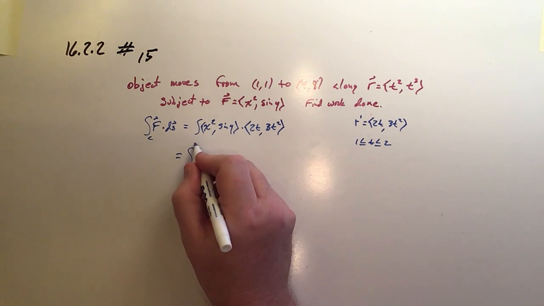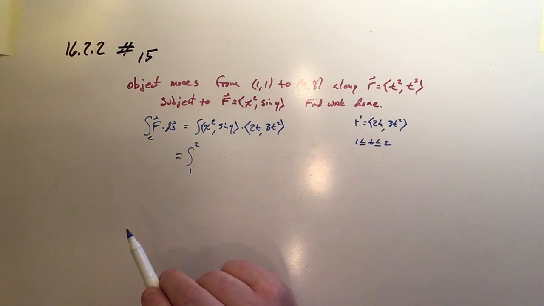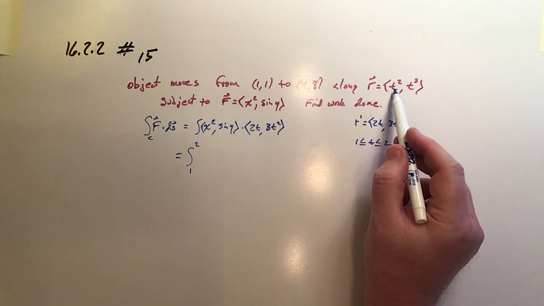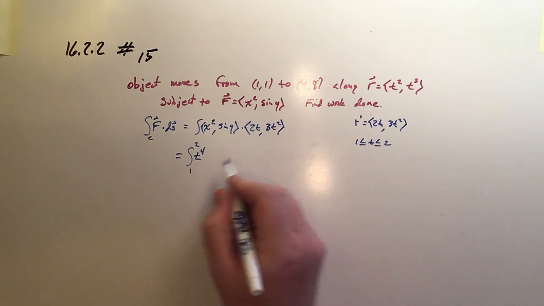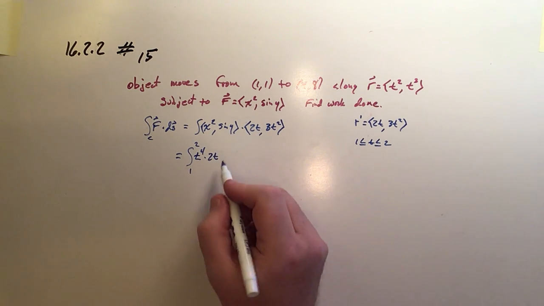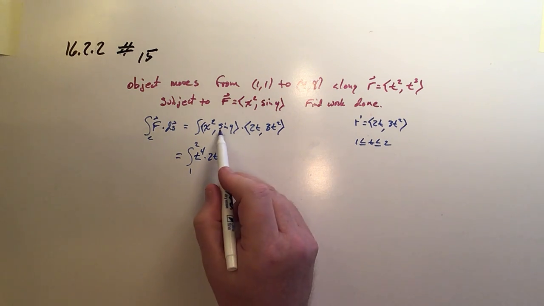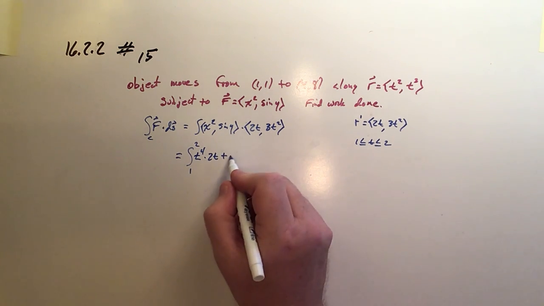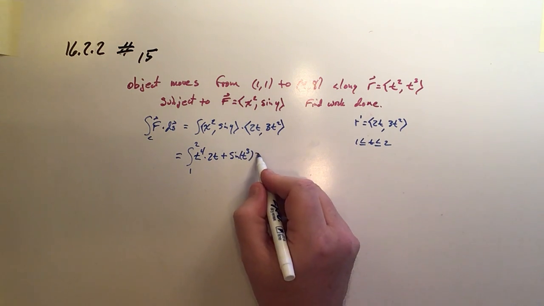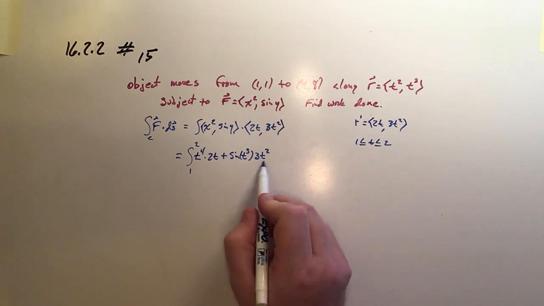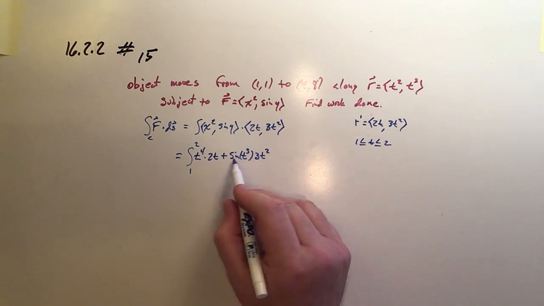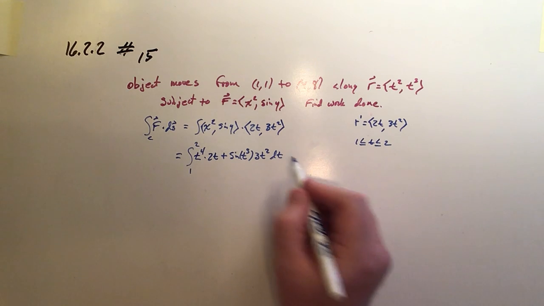So from 1 to 2, and then let's rewrite this and do the dot product at the same time. So x squared is really going to be t to the 4th, and then that's times 2t. So there's the dot product of the front half, all in terms of t. And then we'll add on to that, sine y is going to be sine of t cubed, and then that's going to be times 3t squared. And you'll notice that's nice for integration because there's the derivative of the argument of sine. And then the whole thing is a dt integral.